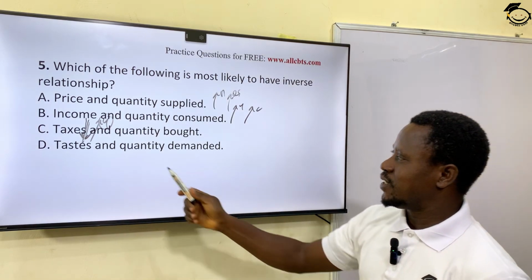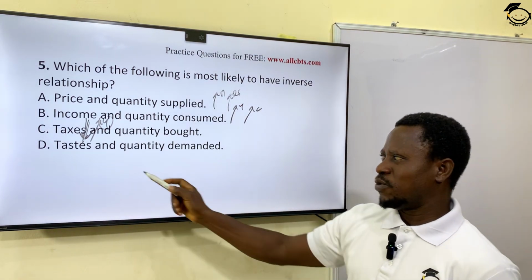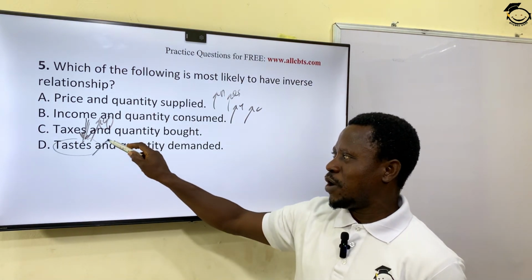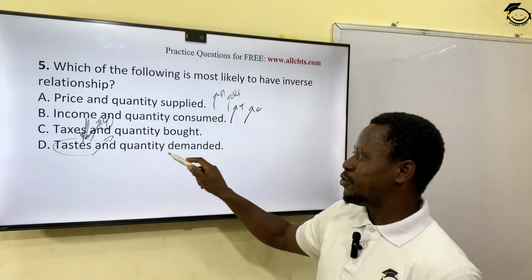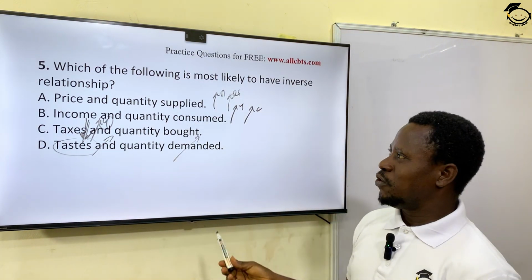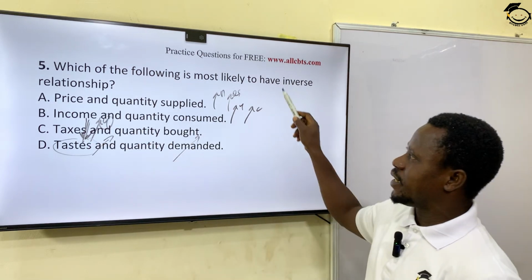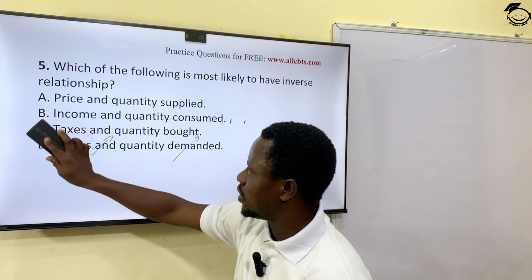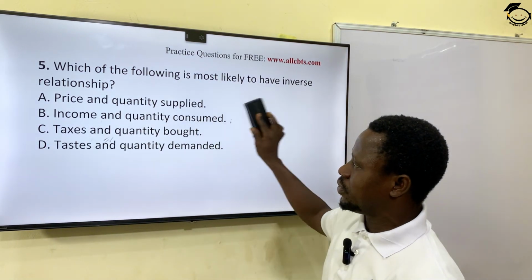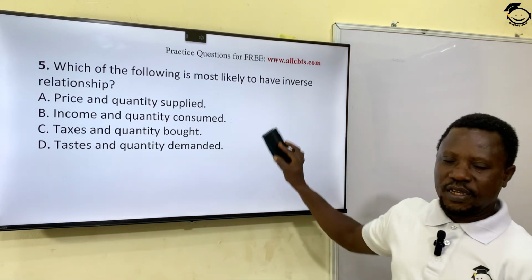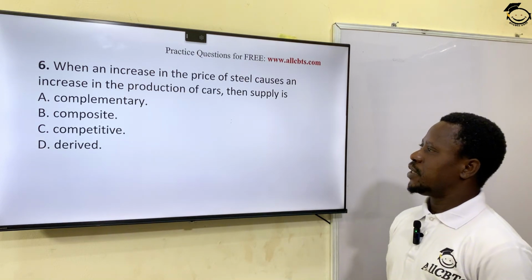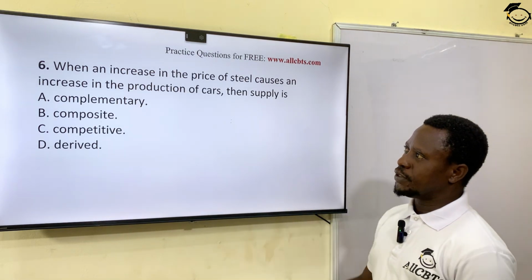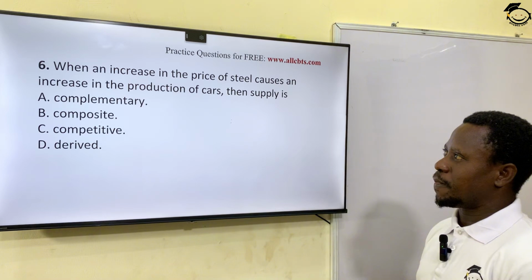Taste and quantity demanded. Of course, when you have better taste for a particular product, what happens? The higher your taste for that product, the more you buy. So if you look at A, B, and the rest, they are directly proportional. But C is what? Indirectly proportional. So the correct answer for this question is option C, indirectly proportional. That's inverse, opposite. Number 6, the next question.